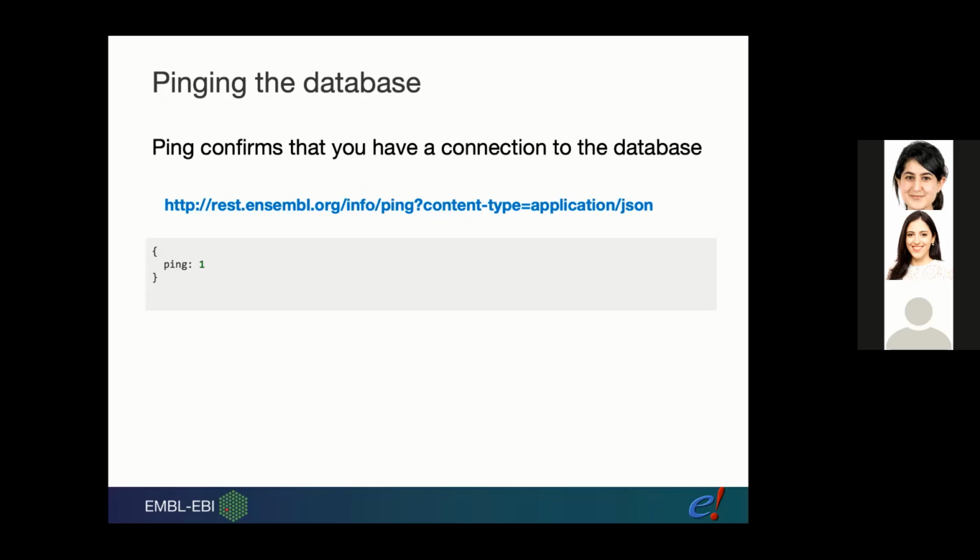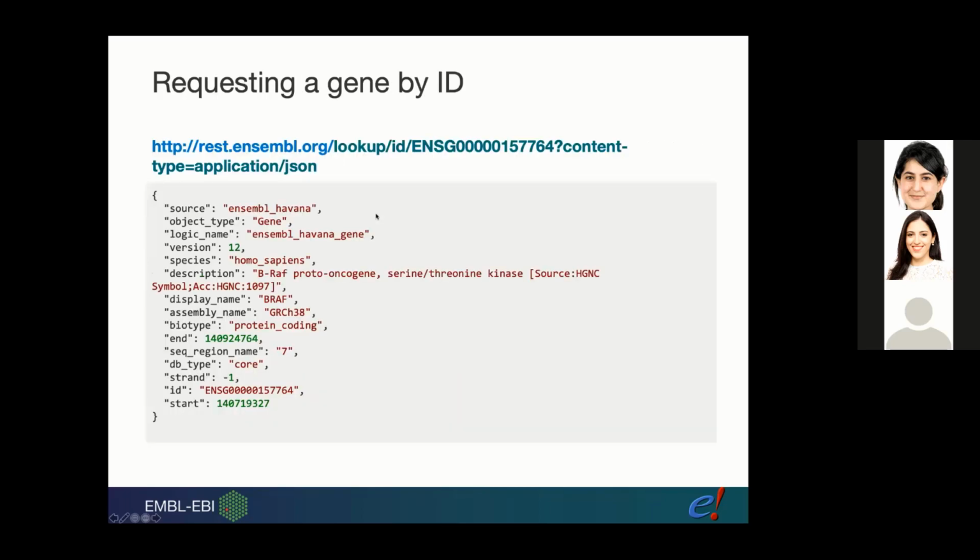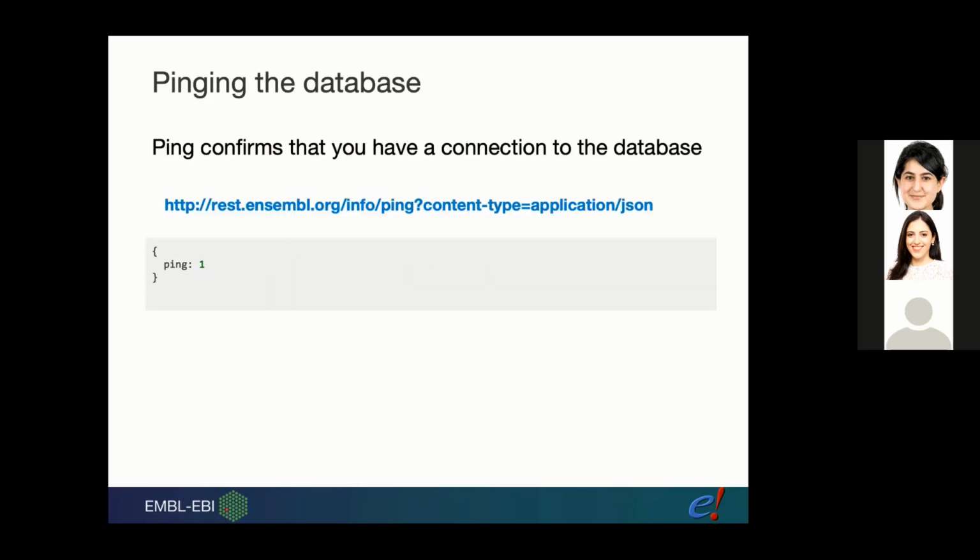So if we run this and the return is a 1, it means that everything is good and that you're connected. And if the return is anything else other than 1, then it means that you probably don't have a connection to the database and that most likely perhaps our servers are down.